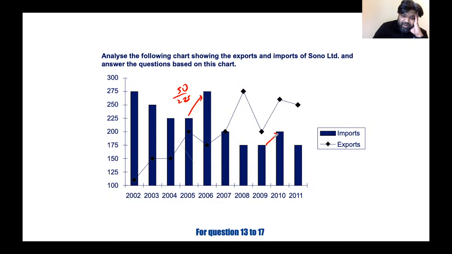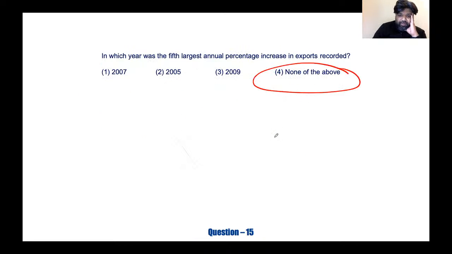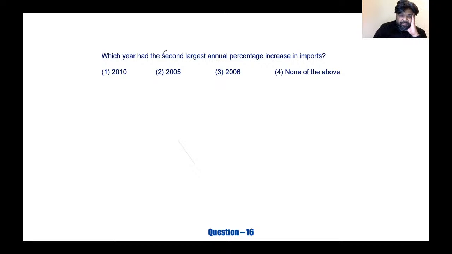Because in all the rest, there is only a decrease. These are the only two increases, and this is clearly showing that this is the answer. So 2010 is the answer. What's the answer, guys? 2010.